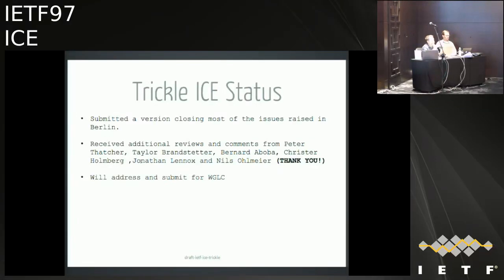So now would be a good time if you have something in your mind that you think is still an open technical issue on Trickle ICE that we haven't solved. Now would be the time to raise it. But if you think we're all done, then I hope we'll be seeing last call any day now. Christer.